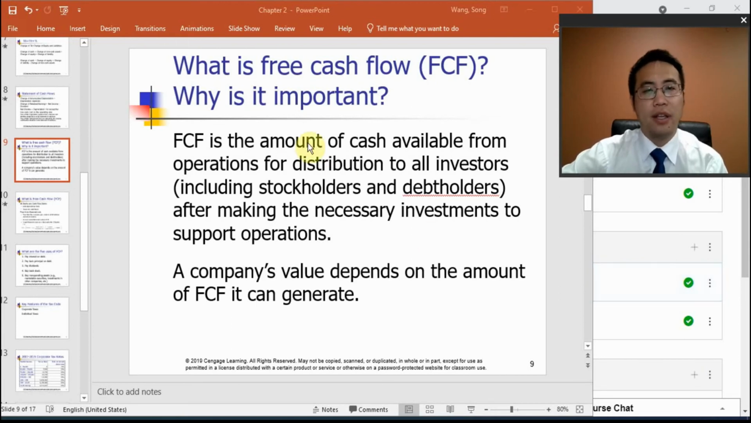Free cash flow is the amount of cash available from operations and not from financing activities, as you can see, only from operations. And that is for distribution to all investors, including stock investors and debt investors. Also, the free cash flow is after capital expenditures, and here it says necessary investment to support operations.